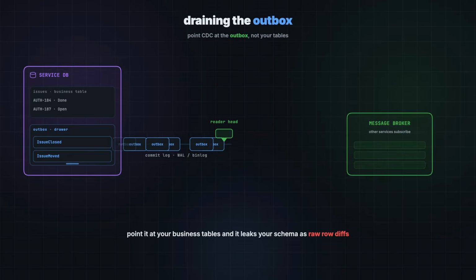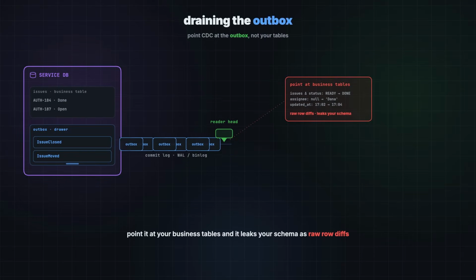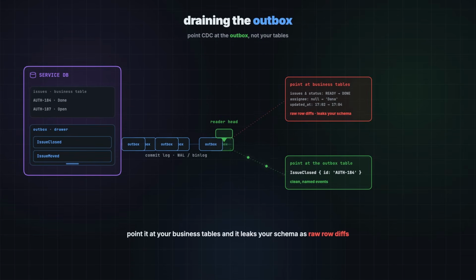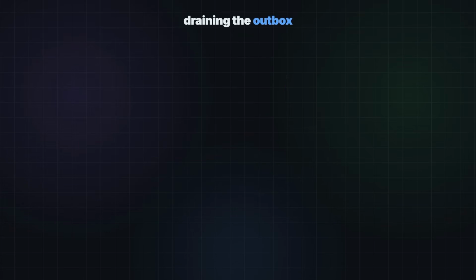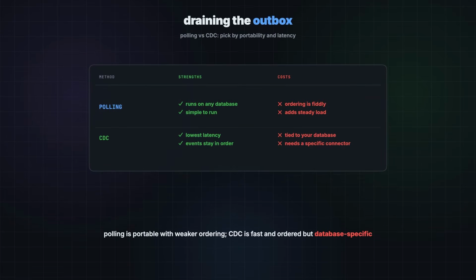One trap with capture. Point it at your business tables and it leaks your schema as raw table changes. Point it at the outbox table instead, and you get clean, named events, the ones other services were meant to see. So polling runs on any database, but the ordering is weaker. Capture is faster and stays in order, but it's tied to your database. Either way, both read from the same outbox.